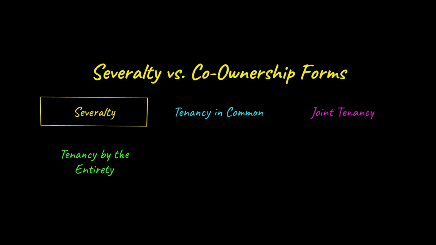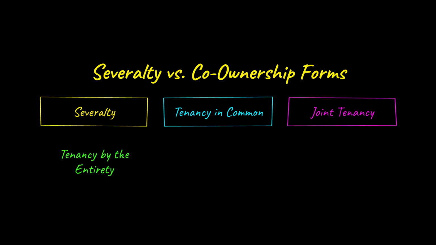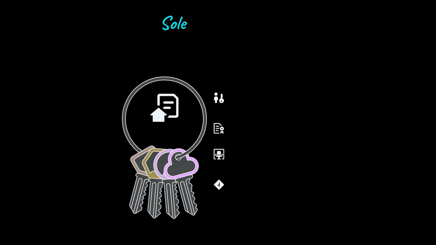Severalty stands apart from the three principal co-ownership forms: tenancy in common, joint tenancy, and tenancy by the entirety. Each of those requires two or more owners and carries its own survivorship and share rules that simply don't apply when there is only one owner.